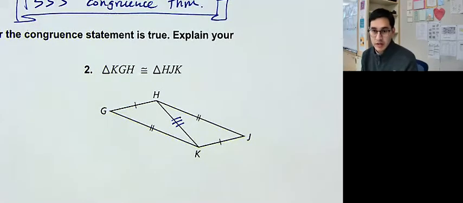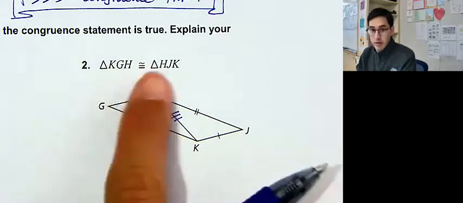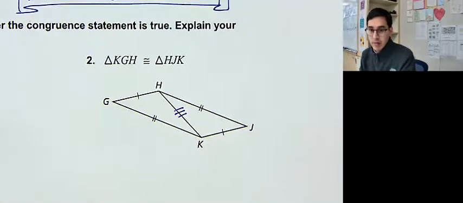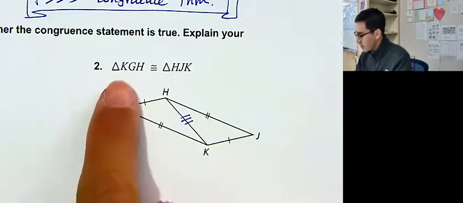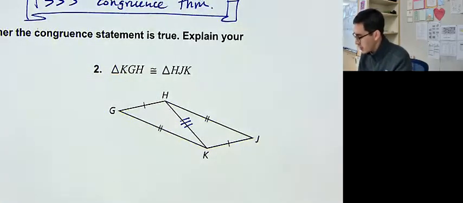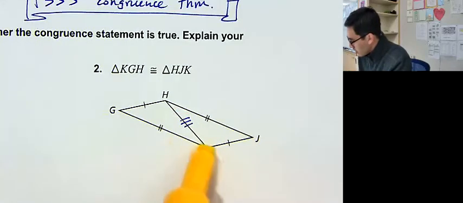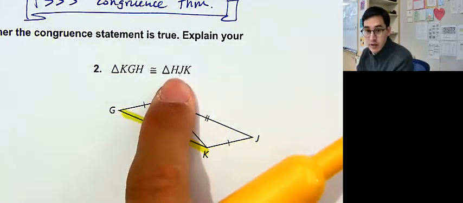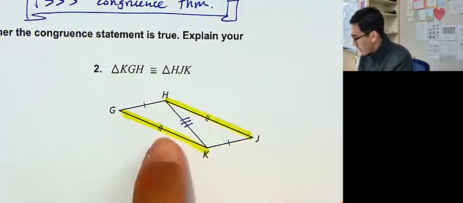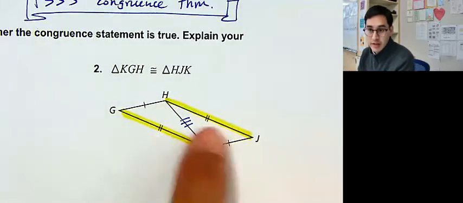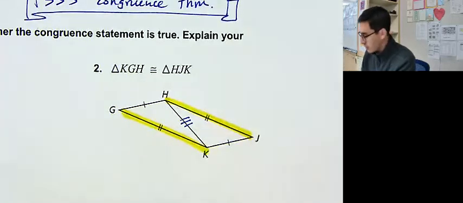Now it's just a matter of making sure that the order of the letters matches correctly. So let's look at the first one. It goes KG. So I'll do that in yellow. And the other triangle goes HJ. So HJ we'll do in yellow as well. And yes, those two sides are a pair, right? They both have the double tick mark.